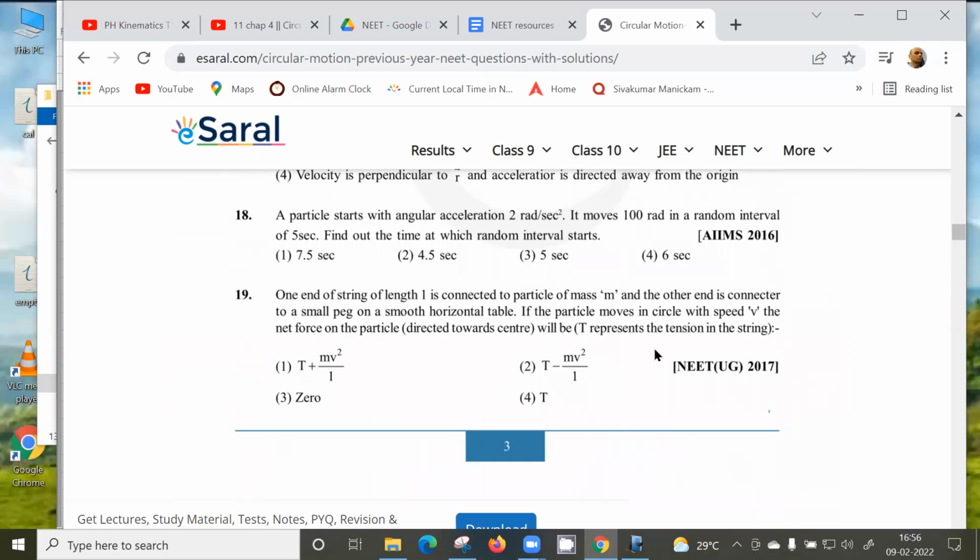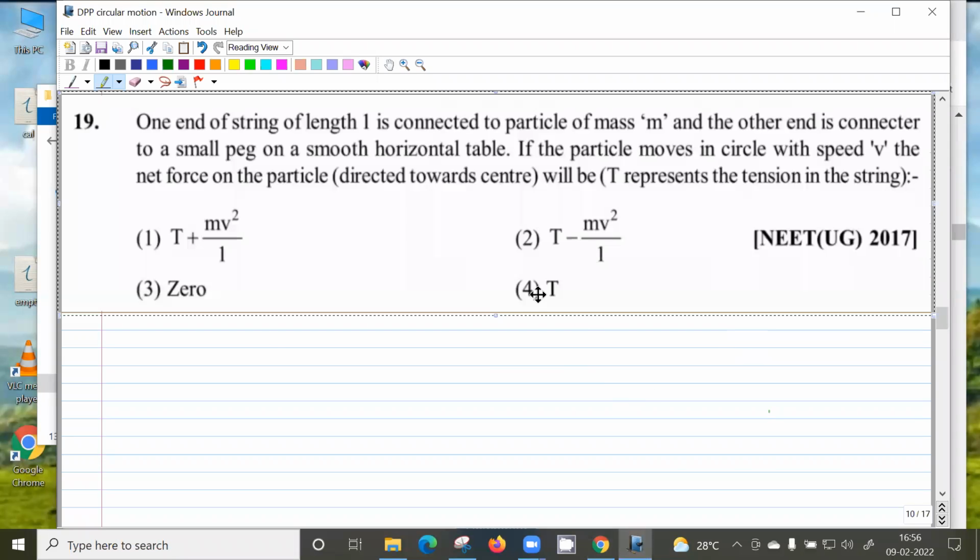Tension will be inwards, and mv square by r, that is mv square by l, should be outwards. So the net force is, actually they will be in balance. T minus mv square by l. In some sense, this mv square by l is not an actual force, it's a pseudo force. Okay, 4 is correct. That will be balanced by the centripetal acceleration. See, this is sort of a tricky question. It's a theoretical question only.